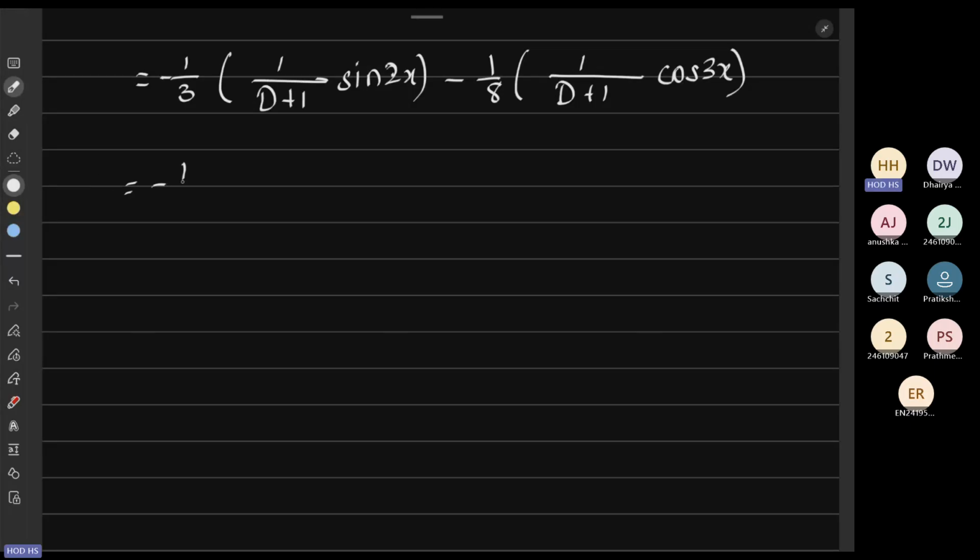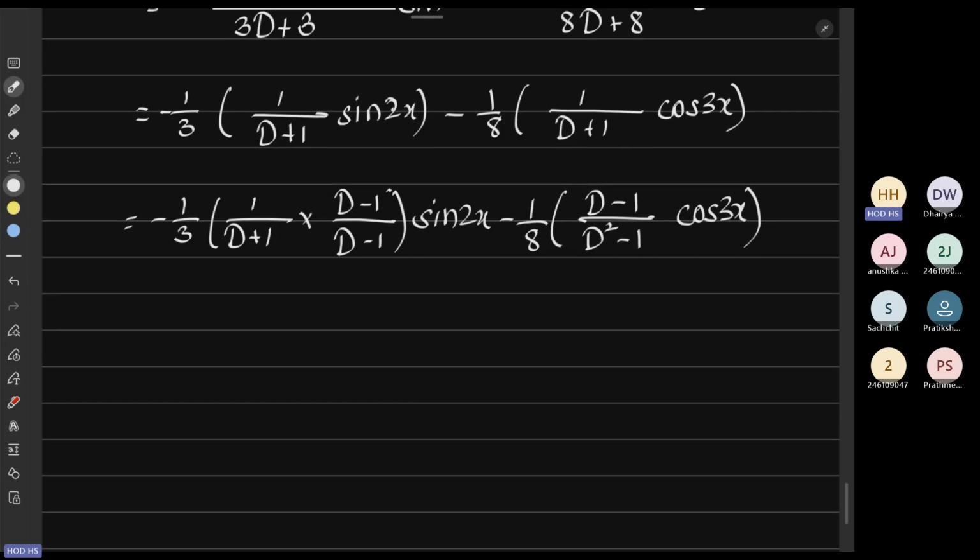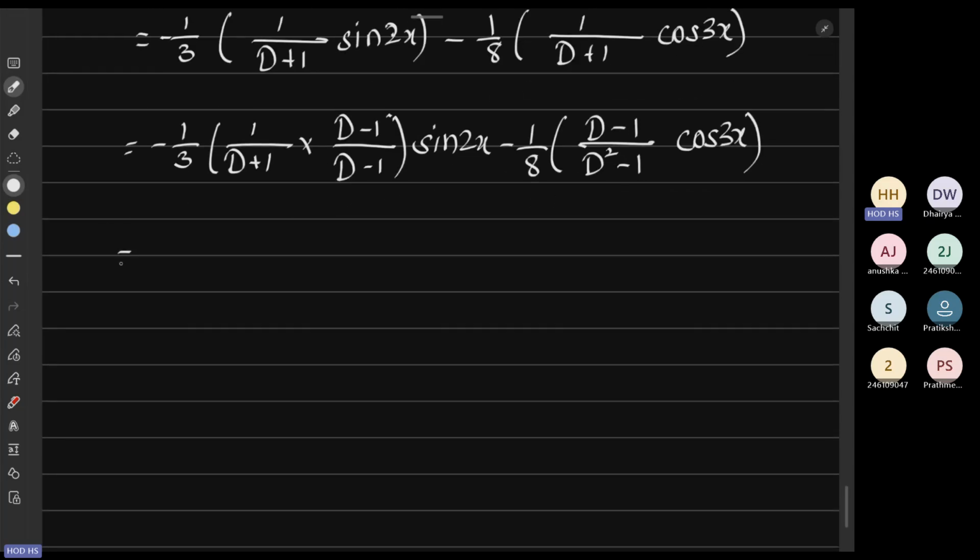For rationalization, I will multiply and divide by d minus 1 for both the expressions of sine 2x and cos 3x. Notice that it will be d square minus 1. So this will be d minus 1 divided by d square minus 1. So this will be minus 1 by 3. Here, we need to replace this d square by minus 4 for this case, and minus 9 for the other. So it will be minus 5.